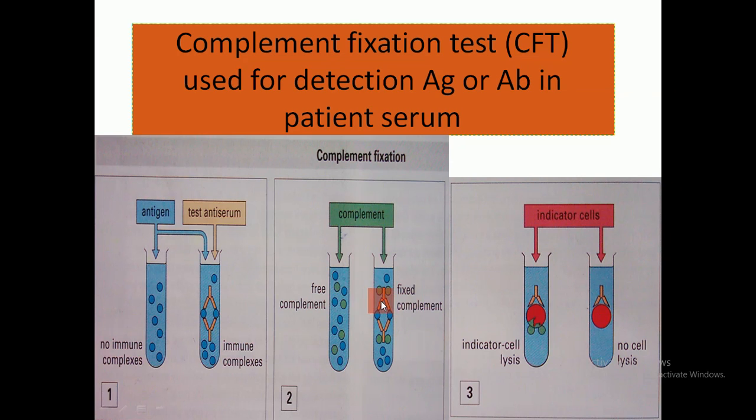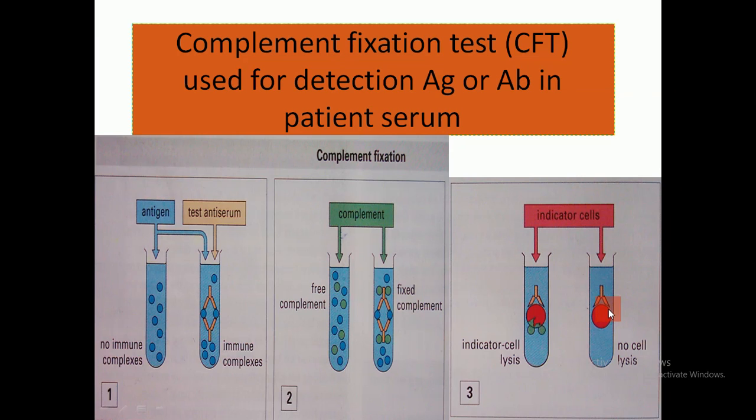And here, when the complement is consumed by this antigen antibody immune complex, the receptor or indicator cells or sensitized RBC will remain free. While here, when there are no antibodies, the antigen and the complement remain free, and the complement will bind to the sensitized cell, leading to destruction of the RBC and release of the hemoglobin.